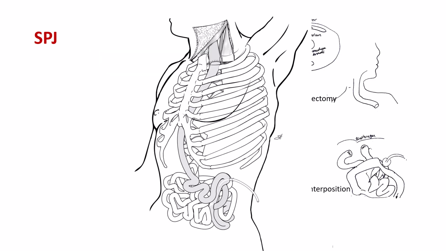This is an illustration of the supercharged pedicle jejunum for a patient who had a defect after unsuccessful gastric conduit reconstruction.